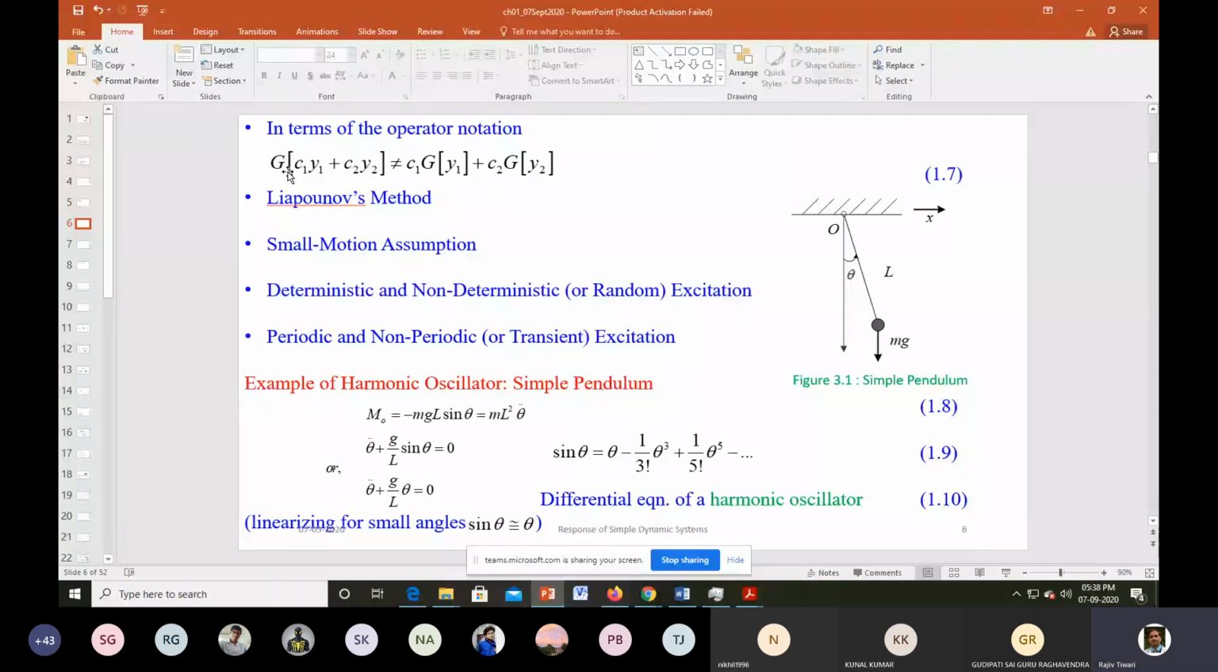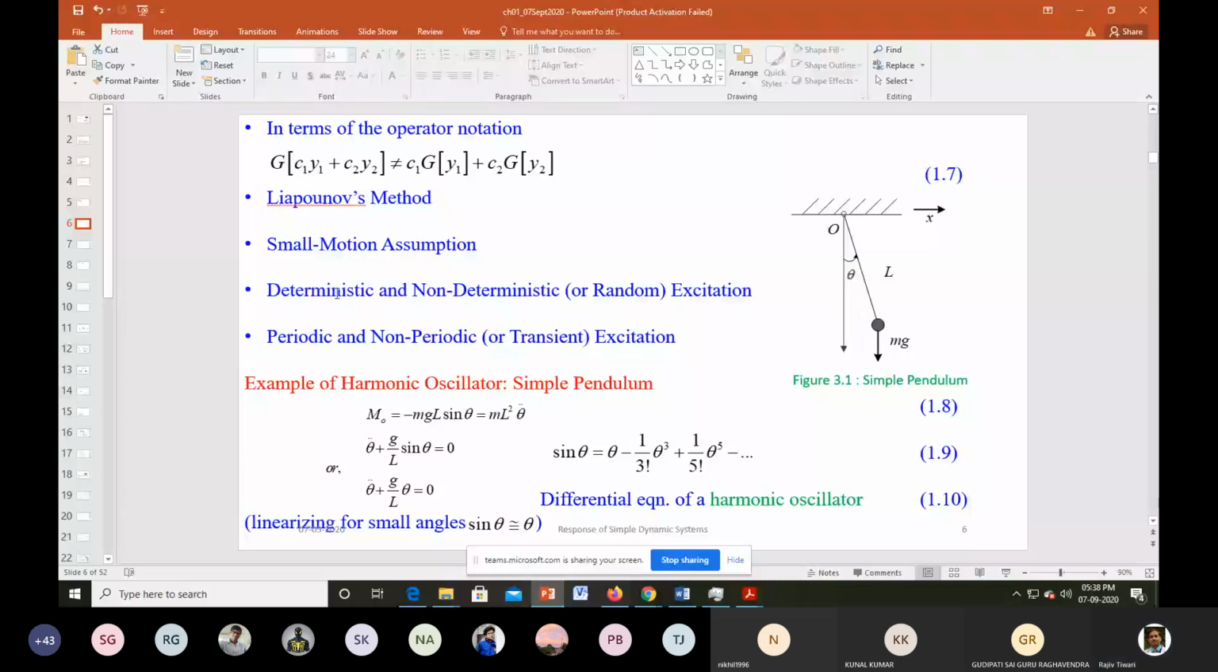Okay, so here you can see that if G is the system property, and I apply the G operator inside the bracket like this, if these two are not equal, then the system is nonlinear. If they are equal, it is linear. Nonlinear systems we will not be dealing with here, but a nonlinear system can be simplified by the small motion assumption. How we can do it, we'll see with the pendulum example.